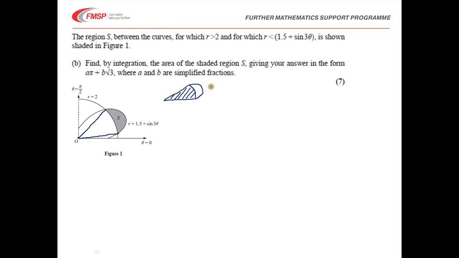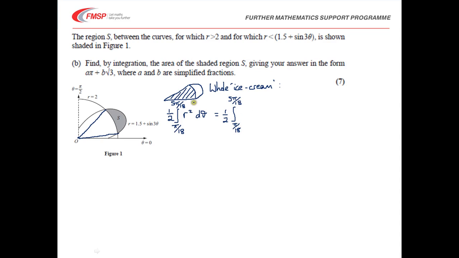So if we go for the whole ice cream, that is the integral, copying the formula from the first page, from the formula book, a half r squared d theta between our limits of pi over 18 and 5 pi over 18. And then very carefully substituting in the formulae from the question.